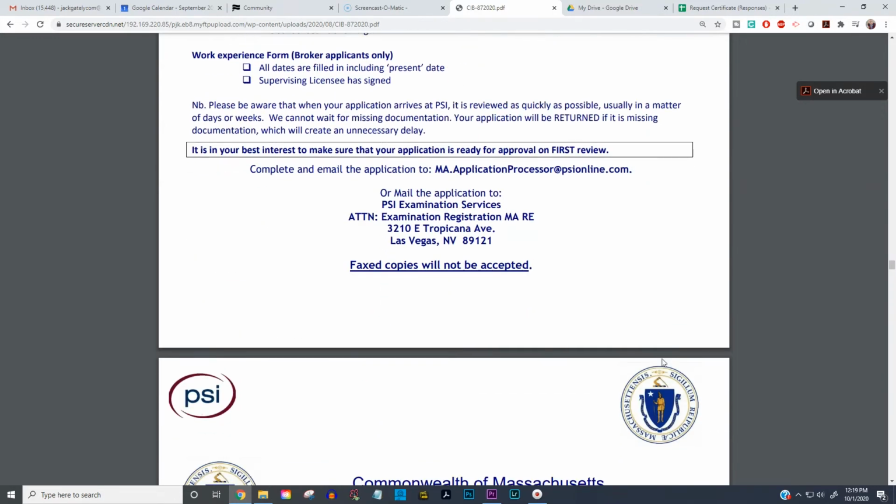Let's scroll down to the bottom of this checklist where it reminds you that you can email your application to the exam center. It also says that technically you could mail the application, but I'm telling you right now, do not do that. You want to email the application. Do not put it in the U.S. mail. That is not a good strategy.